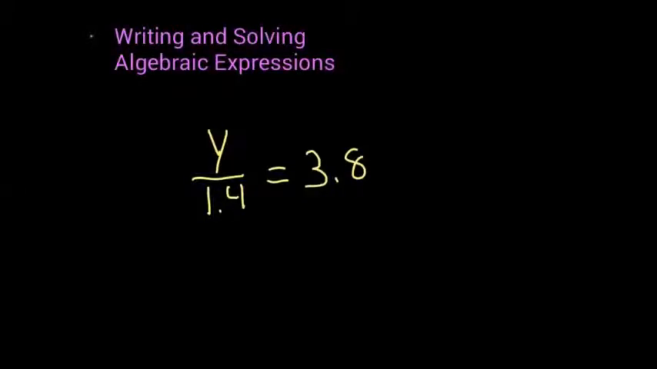Alright, today we're going to talk about writing and solving algebraic expressions. So the first one I have there is y divided by 1 4/10 equals 3 8/10. In order to solve this, you have to, again, think about what's being done to your variable, which is y in this case. So y is being divided by 1 4/10. So the opposite of dividing by 1 4/10 is multiplying by 1 4/10.